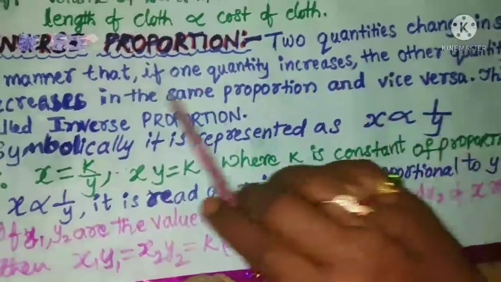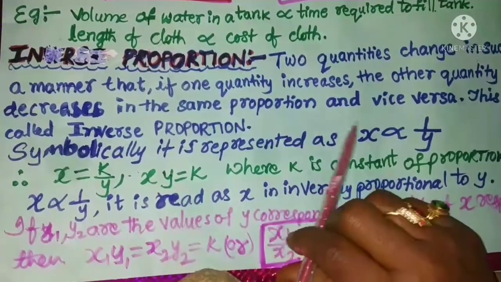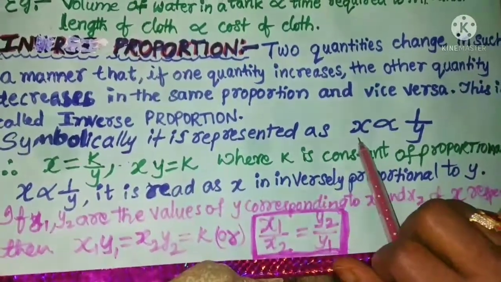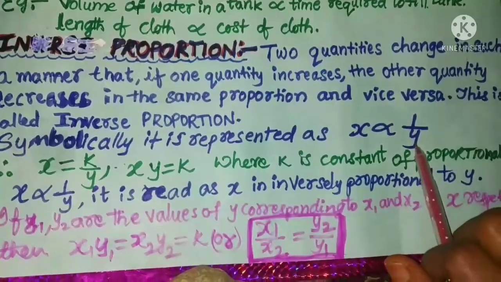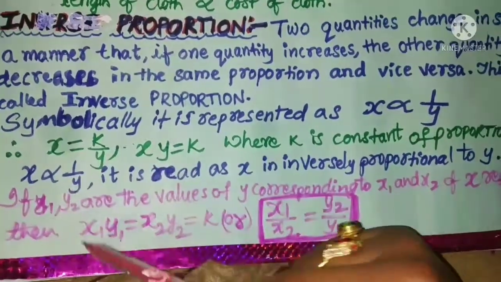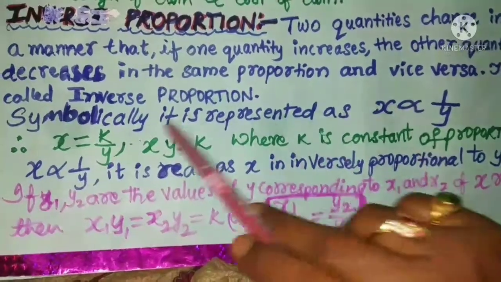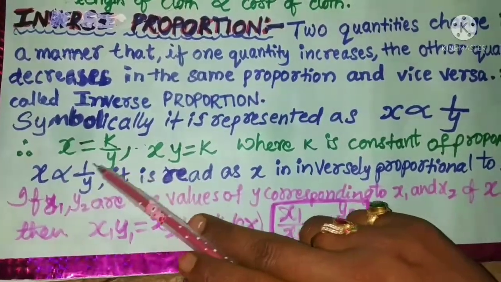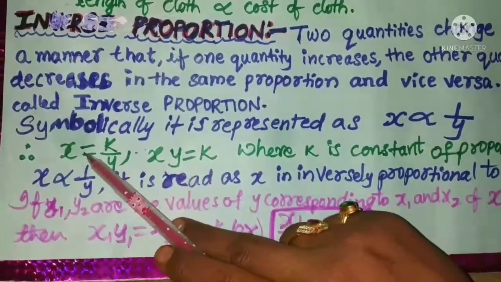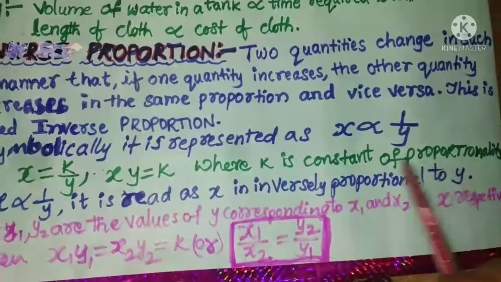Two quantities change in such a manner that if one quantity increases, the other quantity decreases in the same proportion and vice versa. This is called inverse proportion. Symbolically, it is represented as x is proportional to 1 by y, or we say x is inversely proportional to y. To remove the proportional symbol, we write a constant: x is equal to k by y. Multiplying y to the left side, it becomes xy is equal to k, where k is the constant of proportionality.